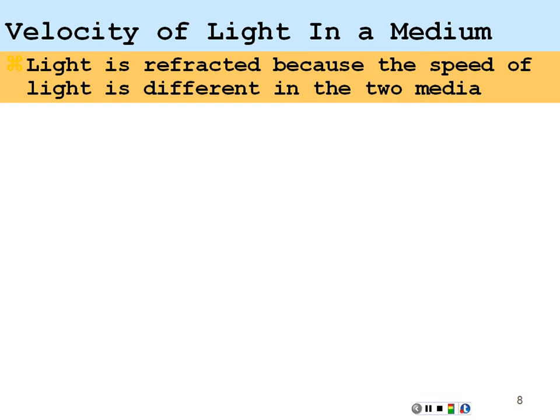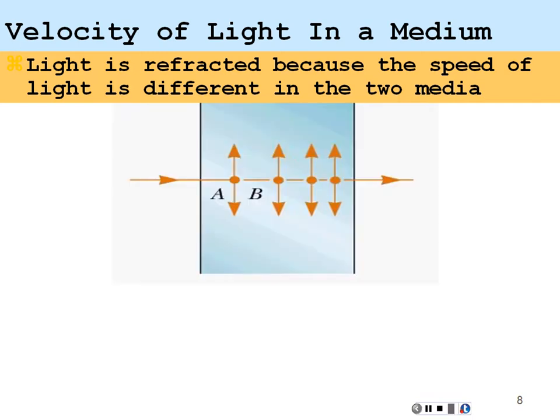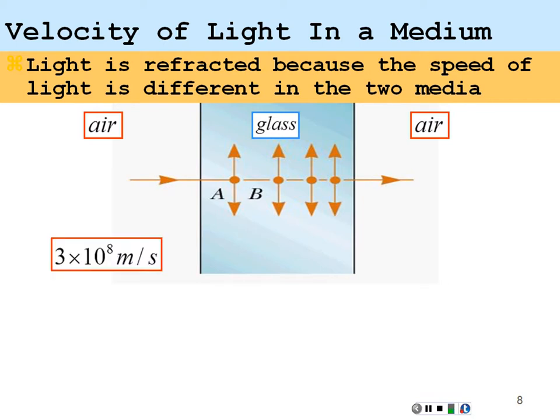Light is refracted because the speed of light is different in these two media. Light's traveling through, say, air or even a vacuum, and it travels in the glass and moves slower in the glass than it does in air. And it's not because light itself is moving slower, but it's because the interaction of the medium is making it, on the whole, move slower through that medium.